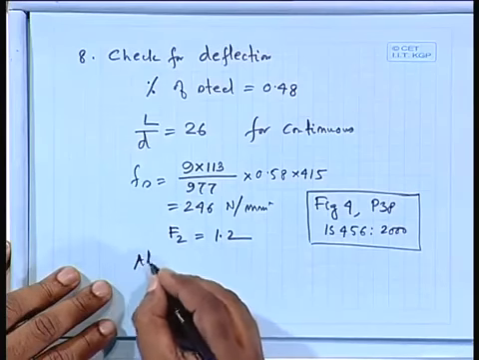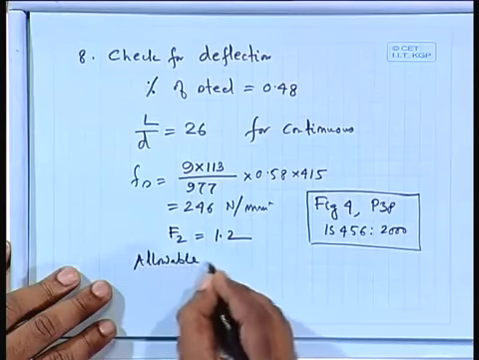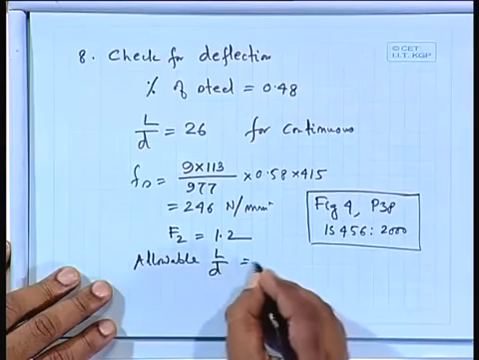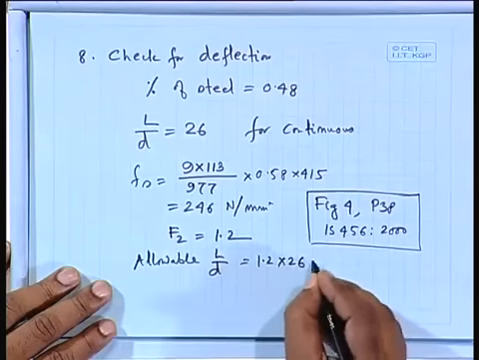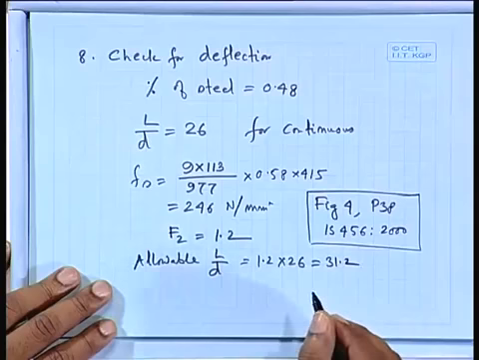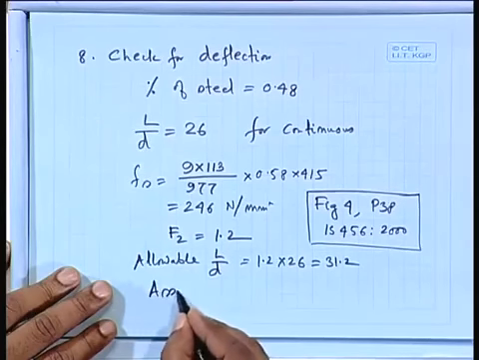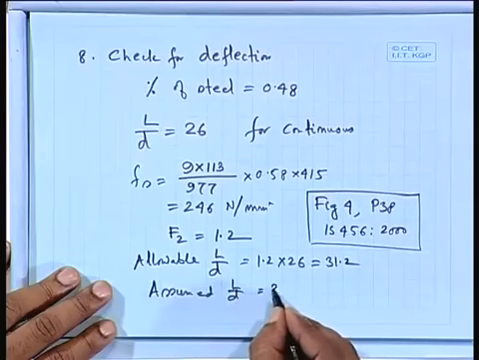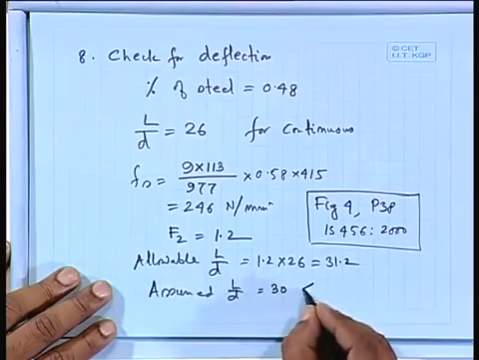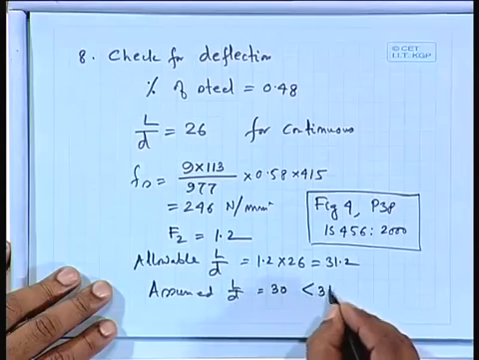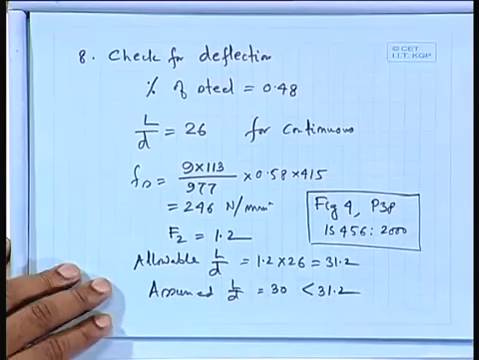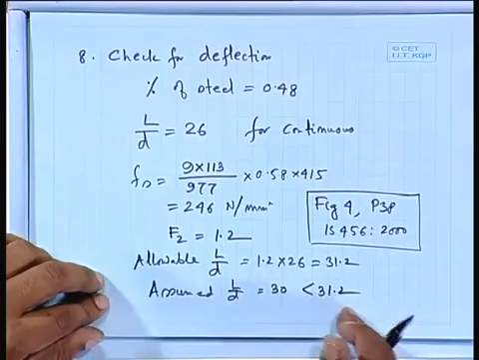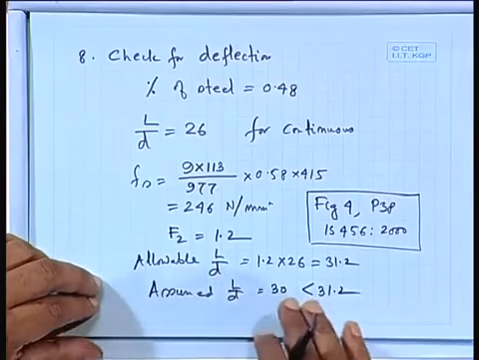So allowable L by D equals 1.2 into 26 equals 31.2, and we have assumed L by D that is 30, which is less than 31.2. So that means it is acceptable, this is okay.